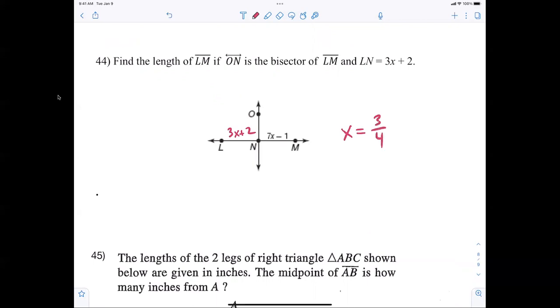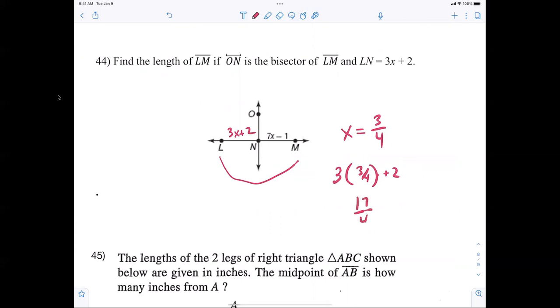And now we want LM, correct? So we'll just do this first. 3 times 3/4 plus 2. What's 3 times 3/4 plus 2? Everybody's going to do their mental math on that. What's 3 times 3/4? Come on, guys. 3 times 3/4. 9/4. 9/4 plus 2. What's 9/4 plus 2?